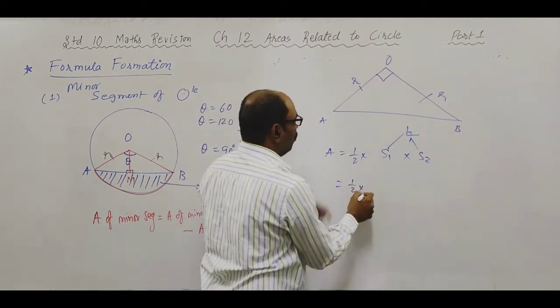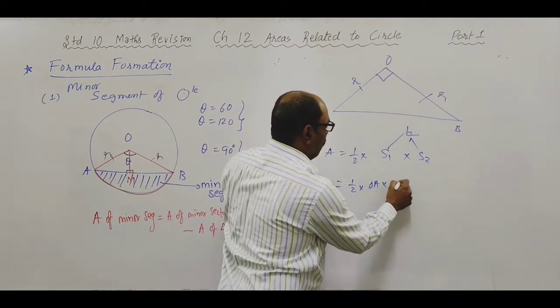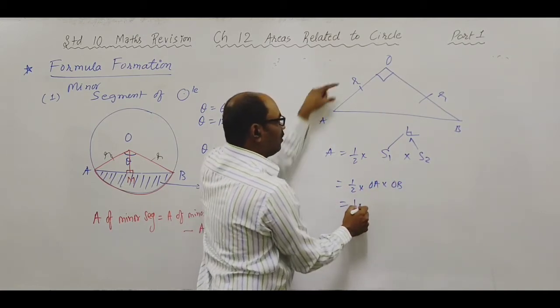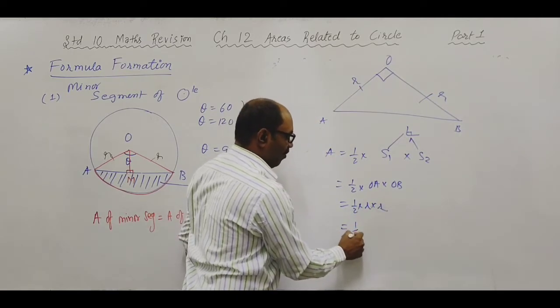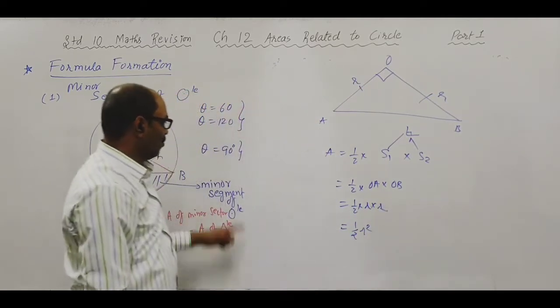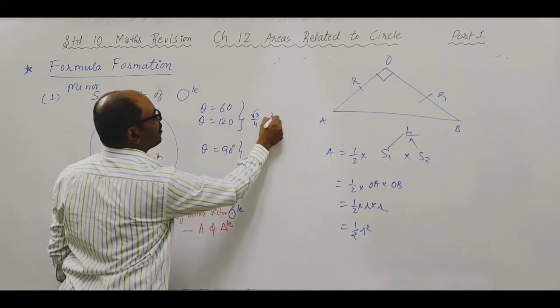So half into, which side is forming the right angle? OA. The other side forming the right angle? OB. So that is half into OA, which is the radius, into OB, which is the radius. So that is equal to half R square. Alright, I rubbed out, this is root 3 by 4 R square.